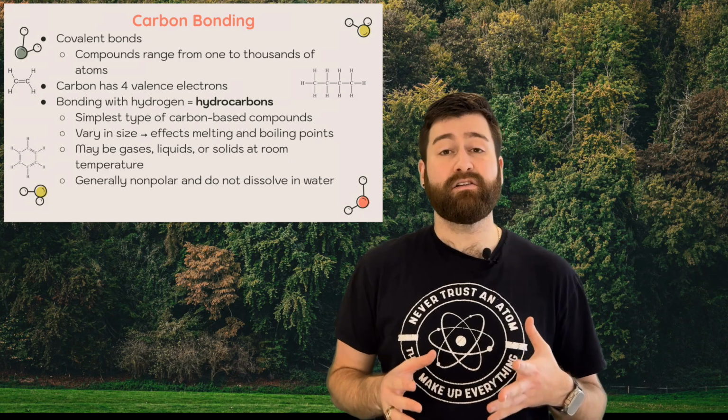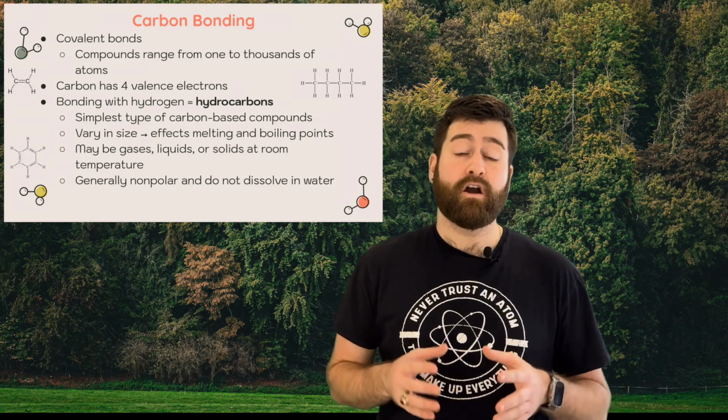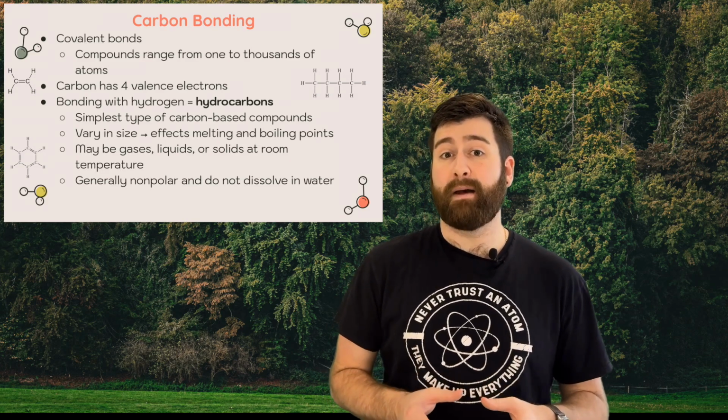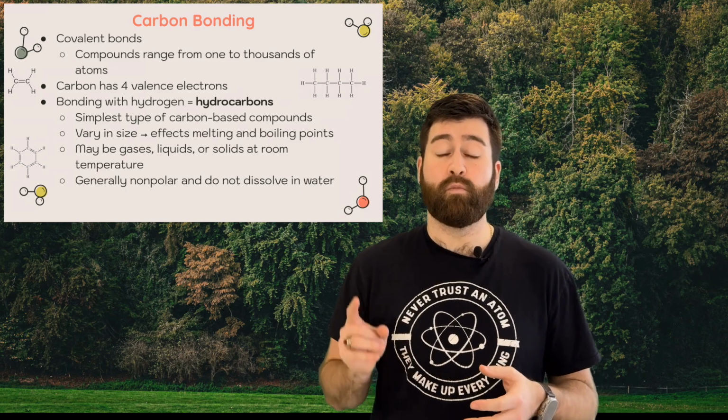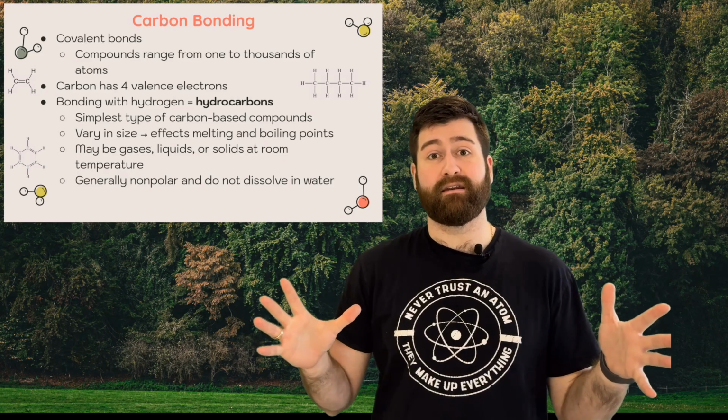In today's episode, we're going to talk about carbon chemistry. First up, let's take a look at carbon bonding. Carbon molecules form covalent bonds, which we talked about in another episode. These compounds range from one atom to thousands of atoms.